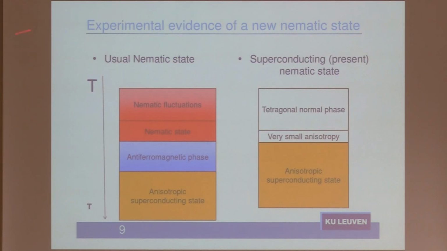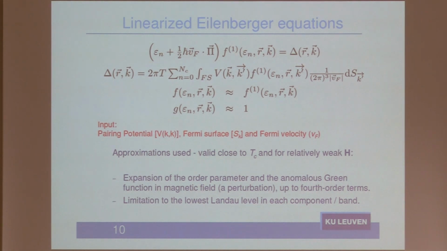Again, this is how we go down in temperature, what phases we pass through in the case of conventional nematic states, and this is for superconducting nematic states. We come immediately to an anisotropic superconducting state. Well, to describe these things, we applied the linearized Eilenberger equation, so probably you know these things. This is how superconductivity is described in the presence of magnetic fields and effects and so on.